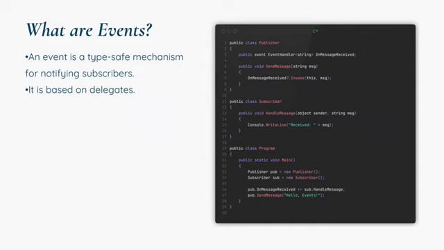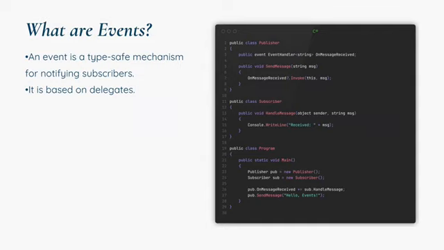Let's start with an example. Imagine you're organizing a conference and you want to notify all registered attendees when a session starts. Instead of manually calling each attendee, you create a notification system where attendees subscribe to updates. When a session starts, a notification event is triggered and all subscribers receive an update. This is exactly how events work in C#.